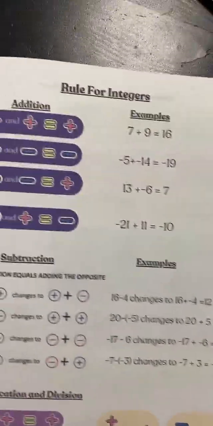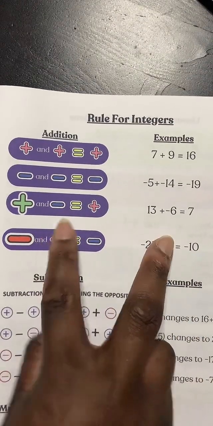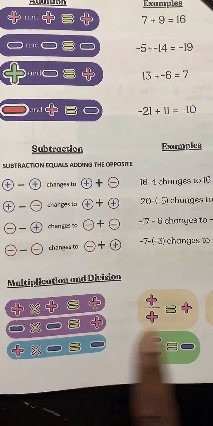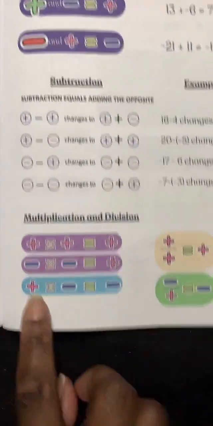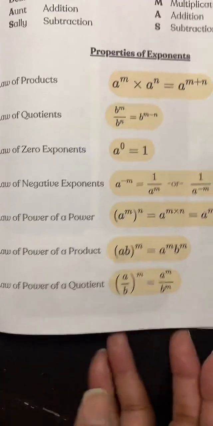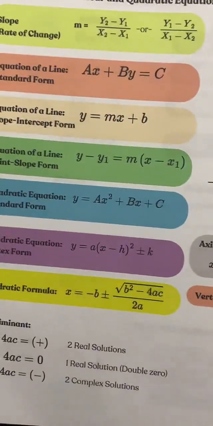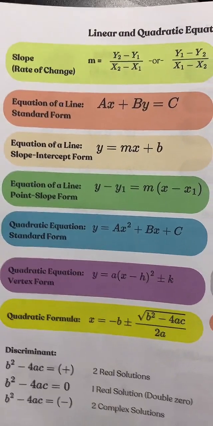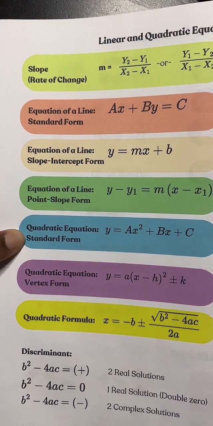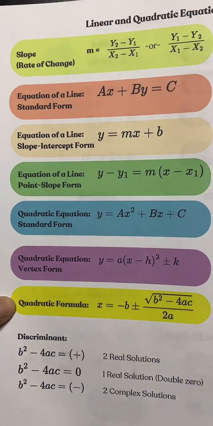And also for those that say, I just can't get these rules down, I got you. Here are the rules for adding, subtracting, multiplying, and dividing, which is underneath, so it helps keep track of those things. We got our order of operations, our properties of exponents, and any of our rules with the equation of the line. We were talking about the quadratic standard form. Okay, there's that quadratic formula.